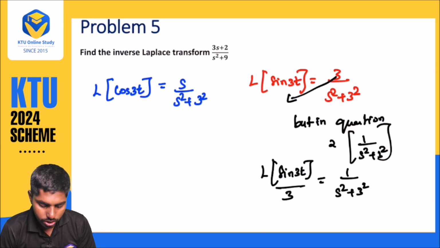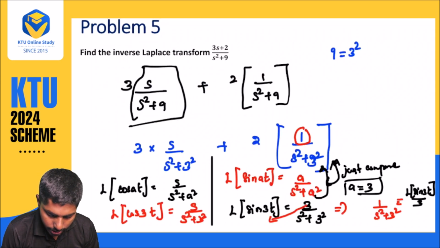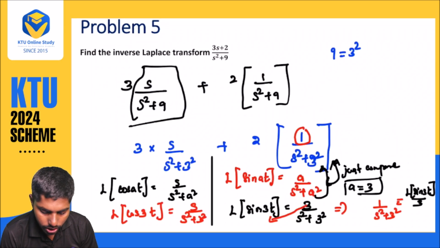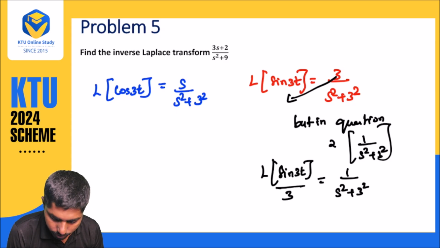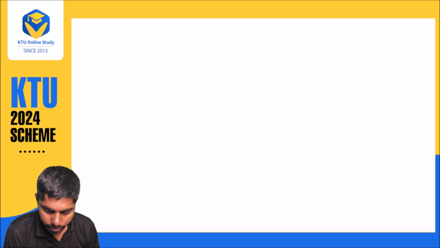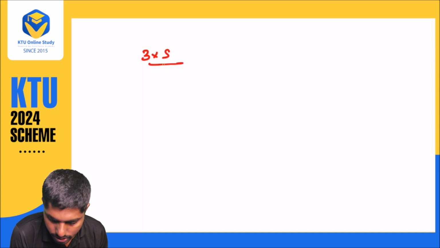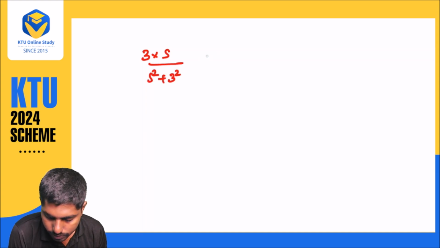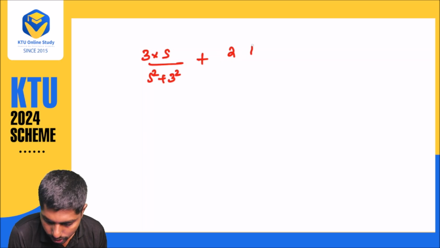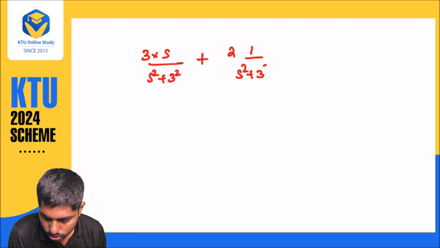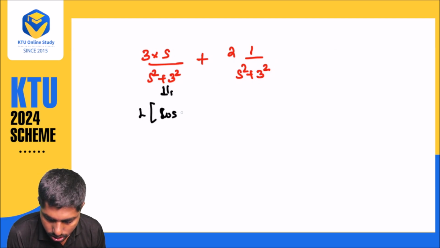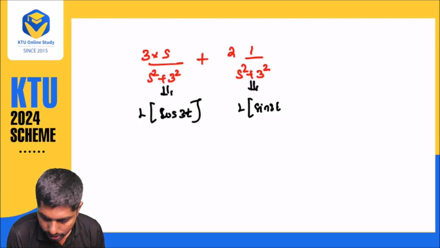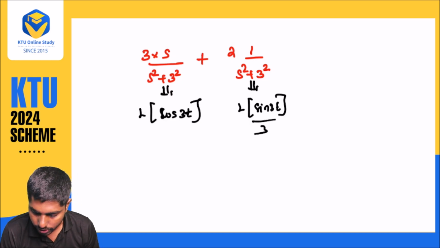So now just substitute in the answer. What will we be getting? We will be getting 3 into x divided by x square plus 3 square plus 2 into 1 divided by x square plus 3 square. This is nothing but L of cos 3t, and this is nothing but L of sin 3t divided by 3. Just substituting that value.